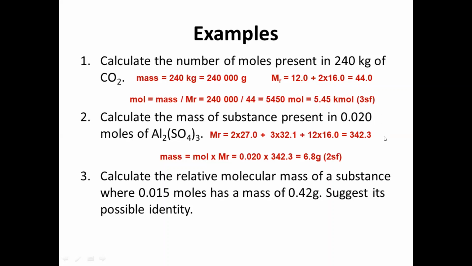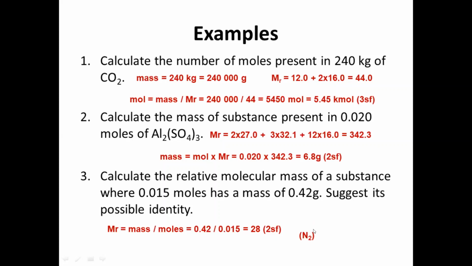You work it out to 2 significant figures because that's what we had the data in. Next, calculate the relative molecular mass, so that's the MR of a substance. You're given moles and you're given the mass, and suggest its possible identity, because we don't know what the substance is. If you need to calculate the molecular mass, you need to know moles and mass. So mass divided by moles, and you get 28. And so what do you think the substance may be? It's possible that it's N2 because nitrogen is 14, and that would match.